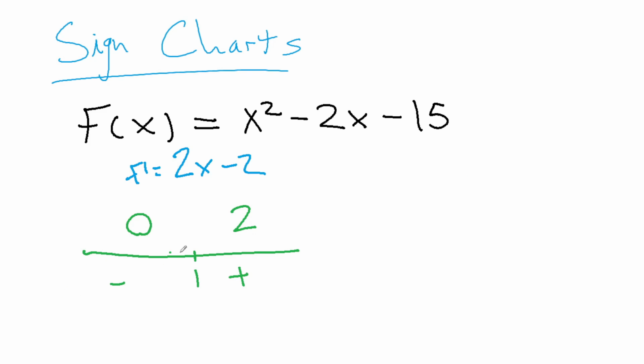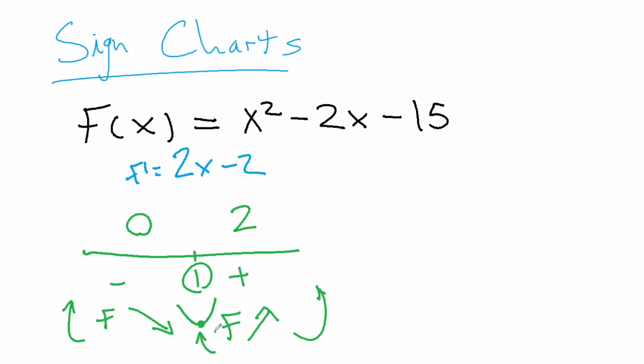Now, with this information on the sign chart, we can determine things like this. Since f prime is negative when x is less than 1, that means f is decreasing. And since f prime is positive when x is greater than 1, that means f is increasing. And at the point 1, since f prime changes from negative to positive, therefore f changes from decreasing to increasing, that means x equals 1 is a local minimum.